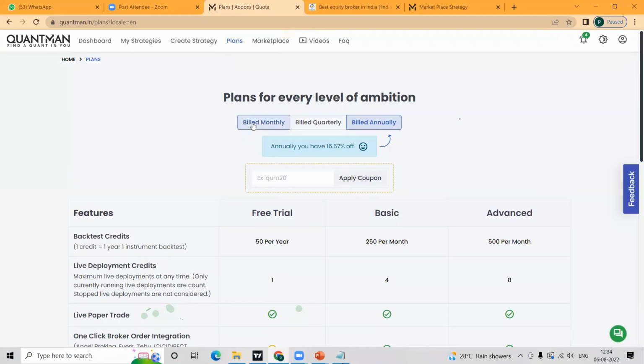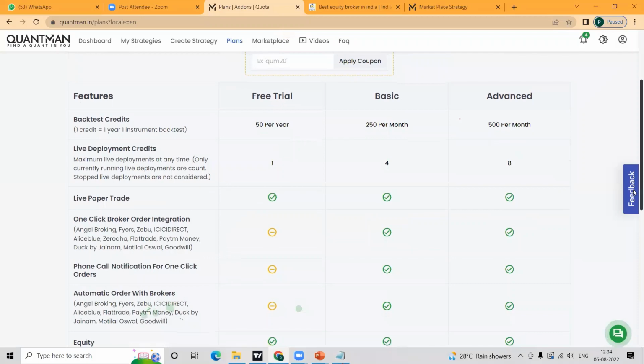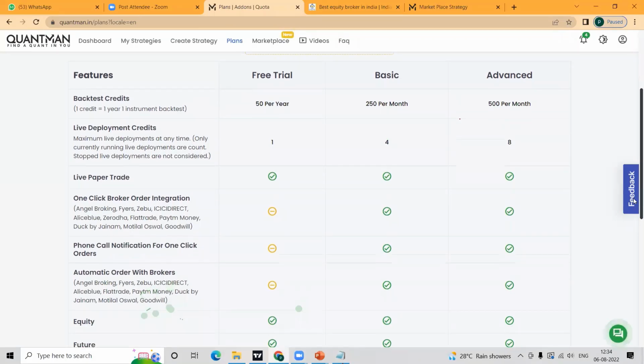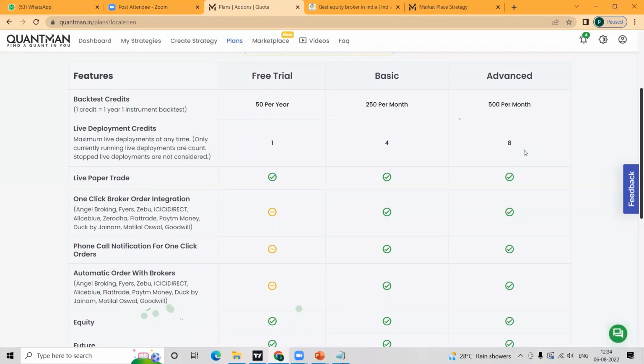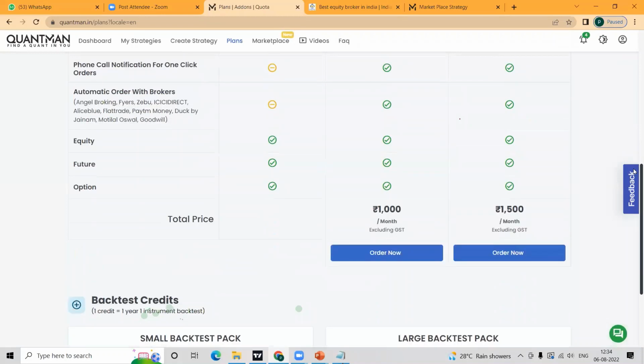What is that 500 per month? Okay, madam, I will explain. 500 per month means you can do 500 backtests per month, and 8 live strategies can be used live. The basic plan of 1,000 rupees gives you 250 backtests and 4 live runs. If you choose the 1,500 rupees plan, you can do 500 backtests and 8 live runs at a time. Okay.